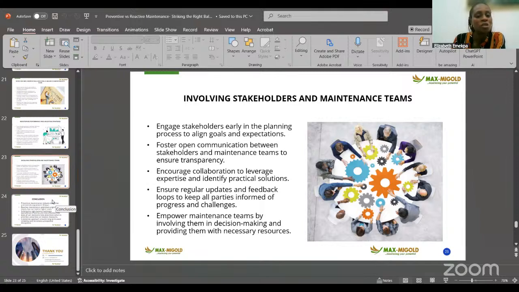Encourage collaboration to leverage expertise and identify solutions. Everybody comes together. Let's do this together. Let's learn this together. This and this is what we are going to be doing. This and this is what is important. Okay, always ensure that.